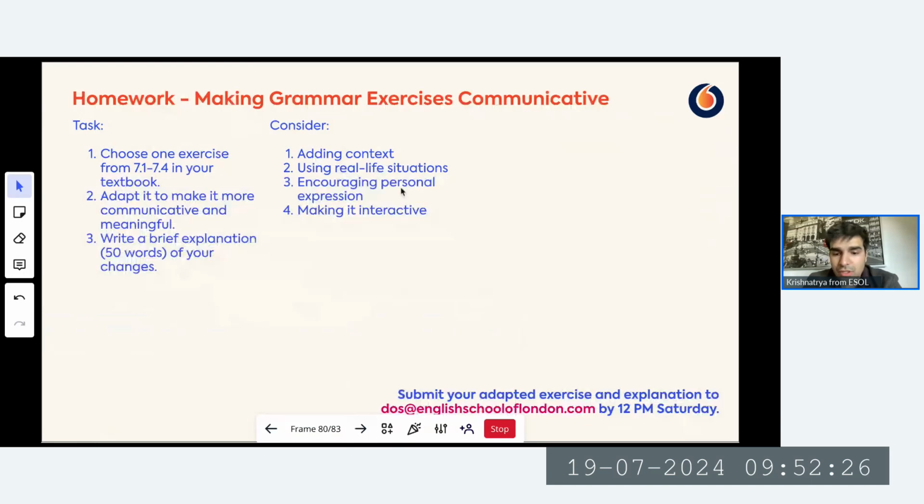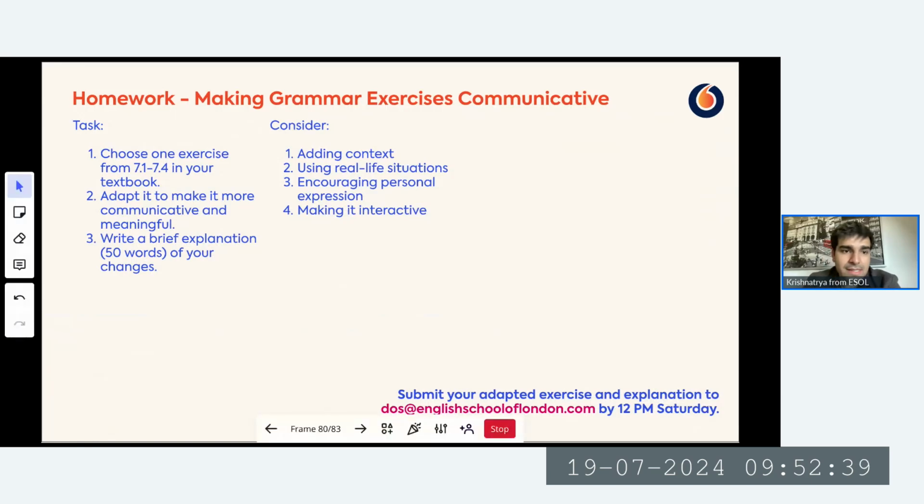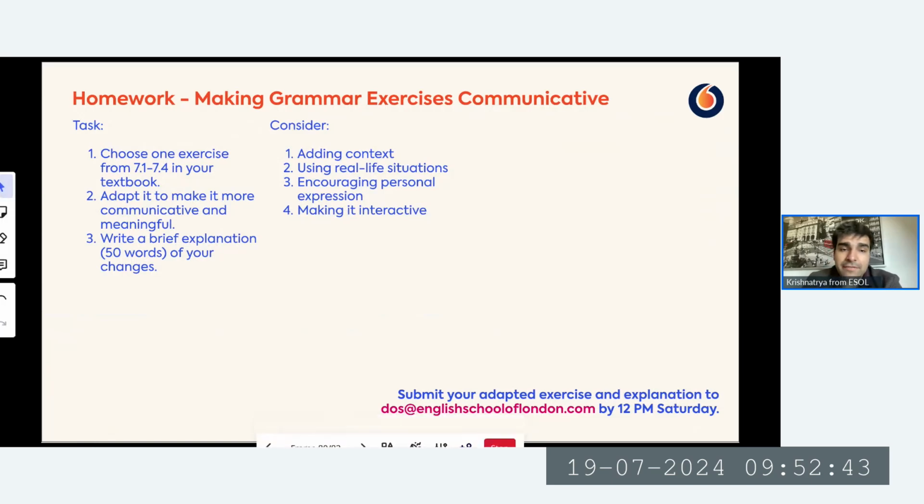Please take a screenshot of this. When you do this, send me an email to dos@englishschooloflondon.com by 12 p.m. Saturday. Apparently, there's no feedback on this activity, but I'd love to see what your answers are and how you would like to make this activity communicative. If you understand this mini assignment, show me a thumbs up, please.